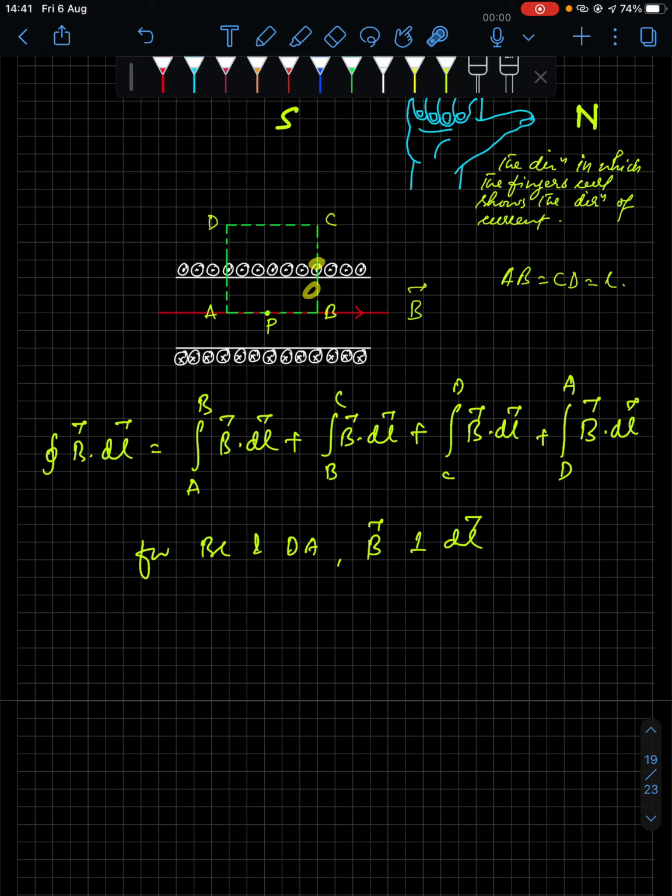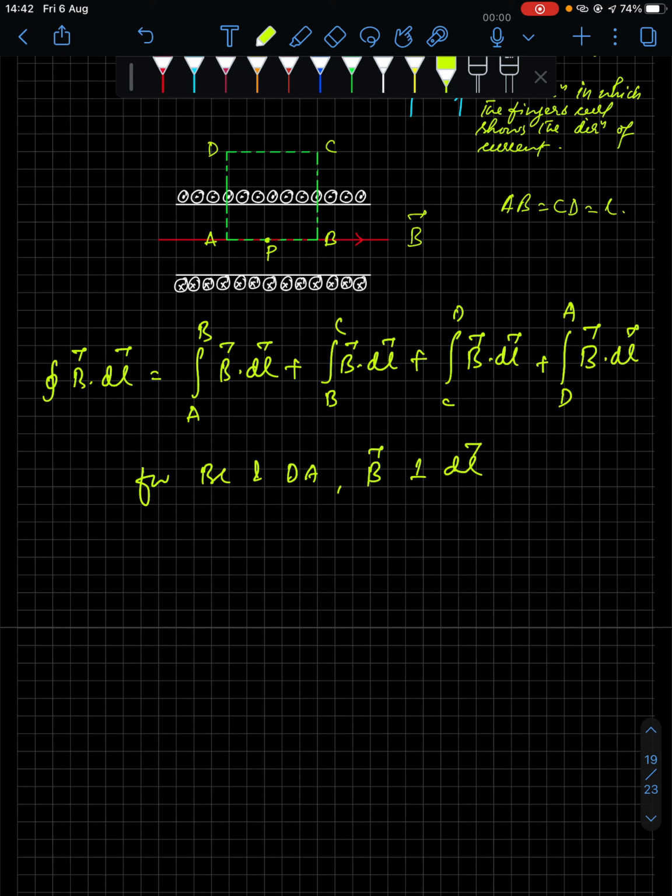So here also these small length elements are perpendicular to the magnetic field. Therefore we can write B perpendicular to dl. And so these two parts, this was for BC and DA, right? This one and this one. Okay. So integral B to C B dot dl equals integral D to A B dot dl.